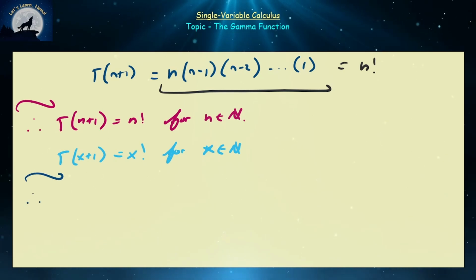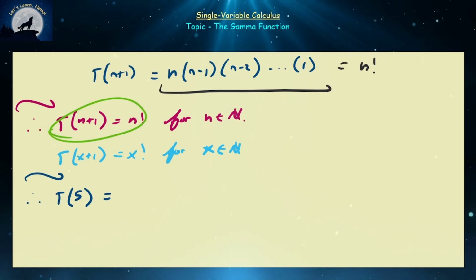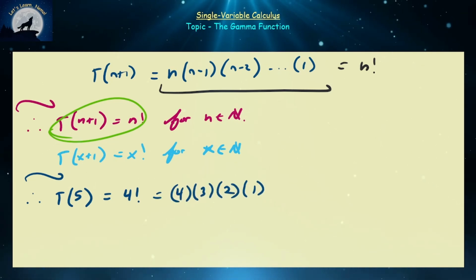So let's just do a little example. What would gamma of 5 be equal to? Well, from this identity that we've just derived, using mathematical induction, that's just going to be equal to 4 factorial, which is the same as 4 times 3 times 2 times 1, which is 4 times 3 is 12, times 2 is 24. So gamma of 5 is equal to 24.